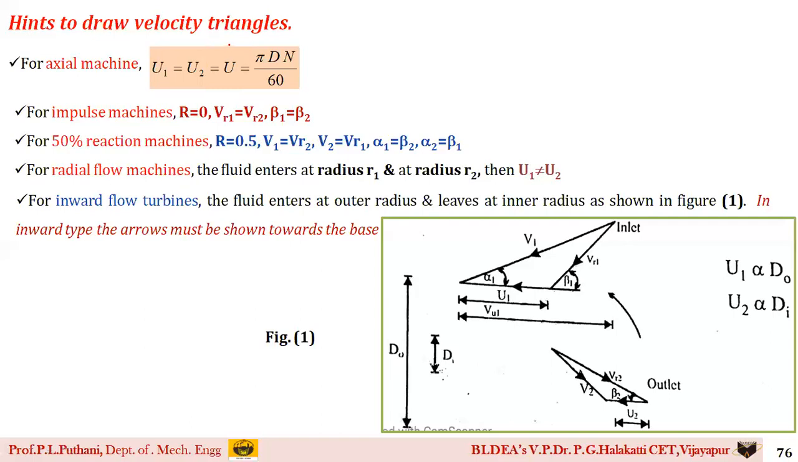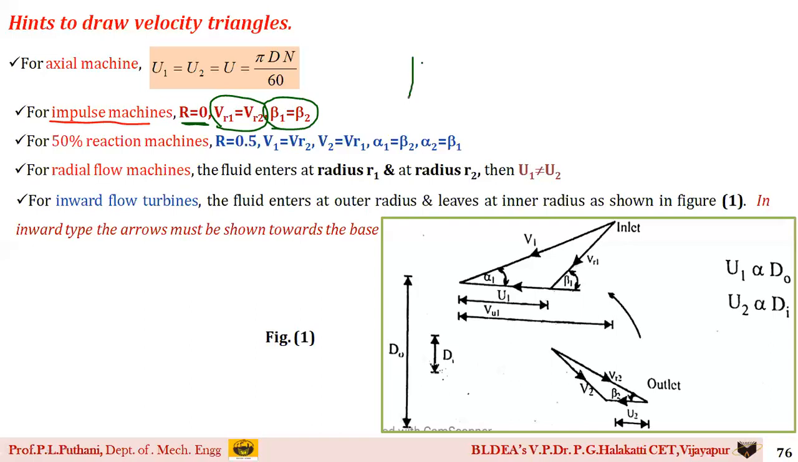Second condition: if in the question it is said that the machine is an impulse kind of machine, then it has certain characteristics. Characteristic number one is that its degree of reaction is 0, R is equal to 0. When R is equal to 0, the relative velocity at the outlet and at the inlet are equal to one another, which means the rotor inlet angle and the rotor exit angle are equal, that is beta 1 is equal to beta 2.